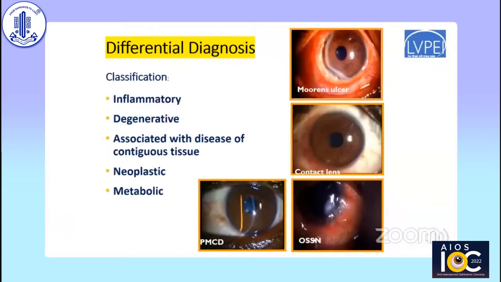How about the differential diagnosis? Once again, we can have various causes and we can classify them as inflammatory, degenerative, those associated with disease contiguous to the cornea, as well as neoplastic, as I showed in the previous slide, and metabolic diseases. So the gamut of conditions that can lead to a peripheral ulcerative kind of picture can include something as severe as Mooren's ulcer, or something as mild as a peripheral corneal infiltrate, as seen in contact lens patients. Sometimes you can have certain other diseases of the eye resembling peripheral ulcerative keratitis, and I'll come to that a little bit later.